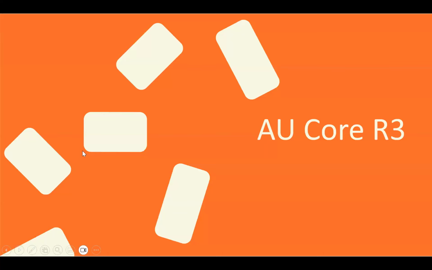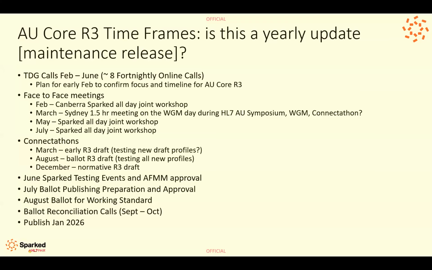All right, let's talk about AU Core R3 then. So now that we've basically done R2 and we're in publication preparation, that means it's time to consider AU Core R3. So I think one of the questions we have to ask ourselves is: is this a yearly update? Is this a maintenance release, which does scope the amount of work that we can undertake into basically 8 fortnightly calls, which is maybe 4 or 5 profiles, or a new actor capability statement and a couple of profiles?